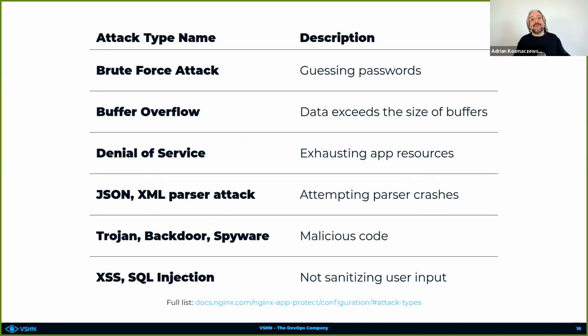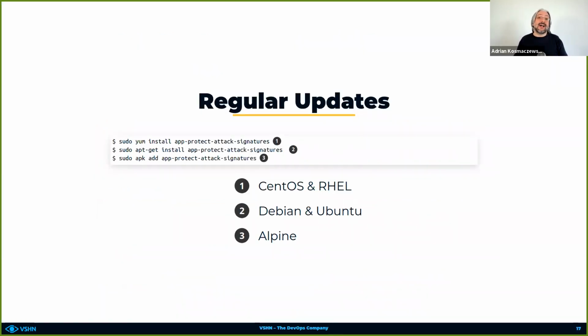In terms of attack vectors, NGINX App Protect comes out of the box with a huge amount of different solutions, up to more than 40 different attack types, starting with the classic ones, like brute force or buffer overflow, the parser attacks on JSON and XML. You also have protection against XSS, cross-site scripting, and SQL injection and NoSQL injection. Seriously, pretty much all of the common issues that you have with cloud native applications, you can solve them out of the box. And if that is not enough, the NGINX team provides regular updates.